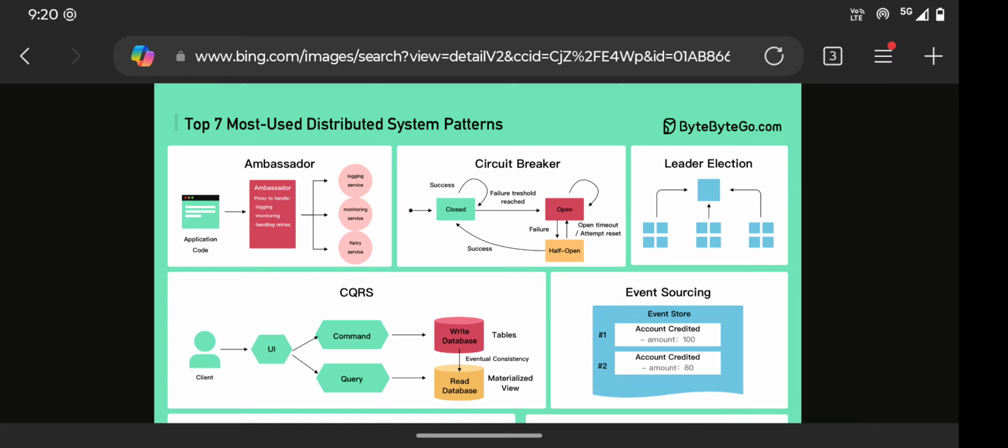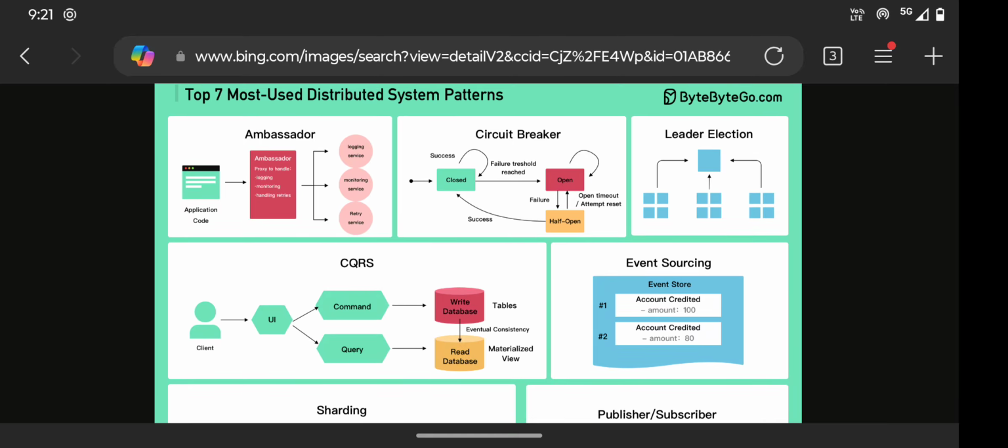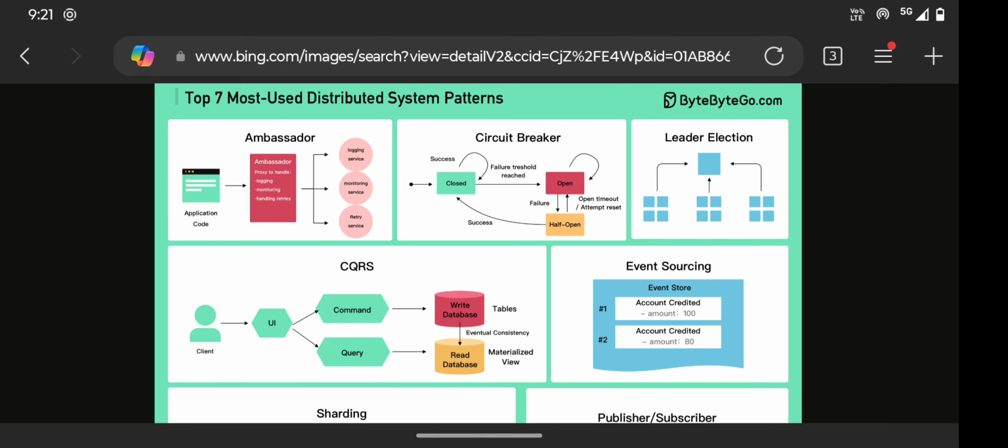So there are so many design patterns out there to build a standard distributed system design. To build a successful and standard distributed system, you need to follow some standard design patterns. So today I would like to discuss a couple of those design patterns which are generally used. These are very important. And in a distributed system you have multiple servers connected together in a cluster.